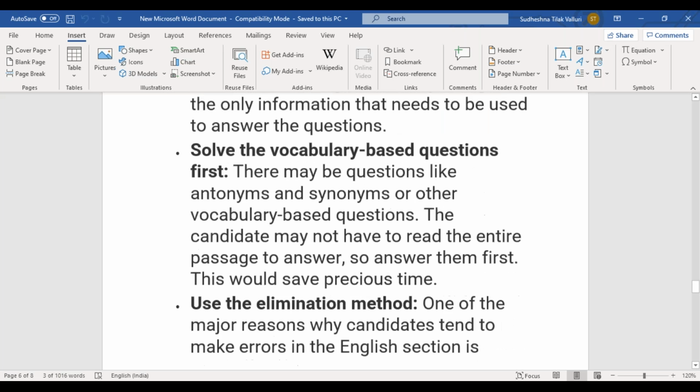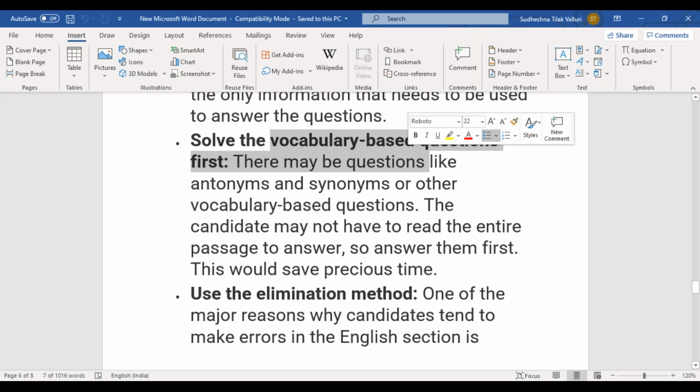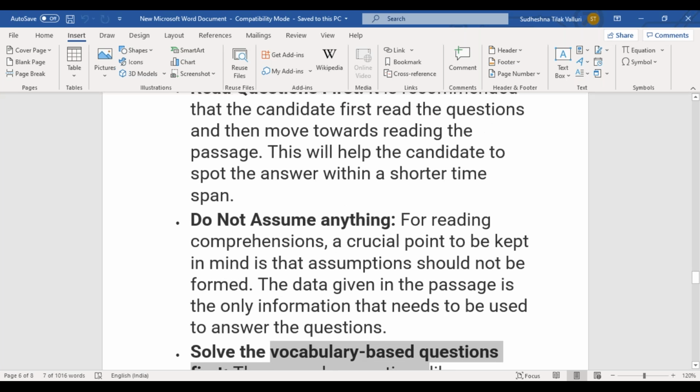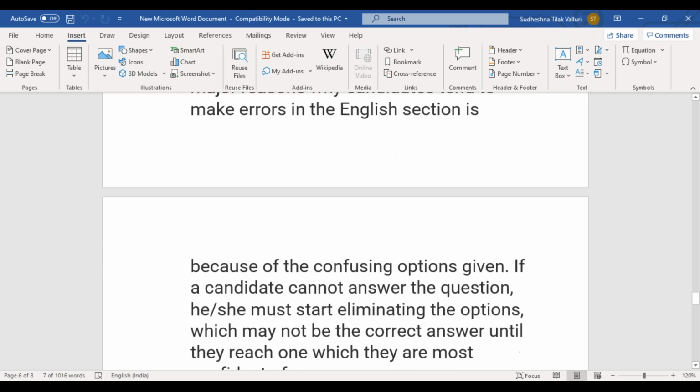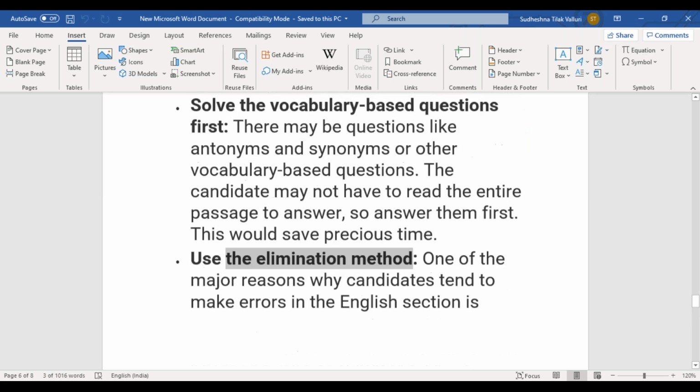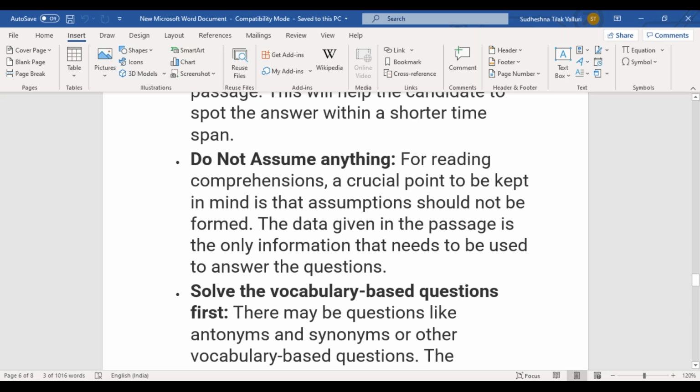And in the questions also, you should solve the vocabulary based questions first. After solving the vocabulary based questions, you can go with the other sets of questions. And if you are unable to understand a particular option, you can apply something called the elimination method also. Instead of explaining all these things, let me help you with an example first. I will send you the passages in your Telegram group first, so let us focus on one passage in particular now.